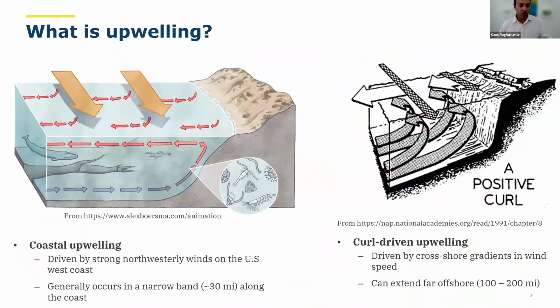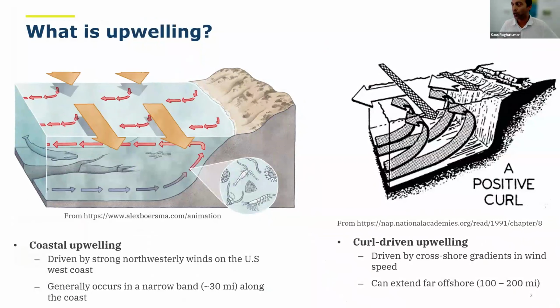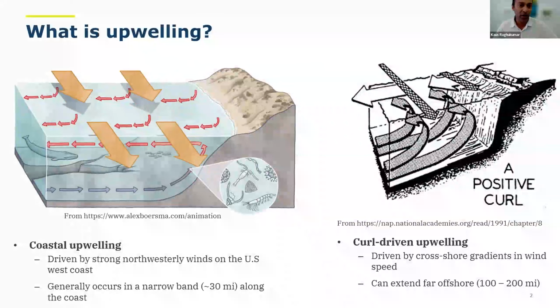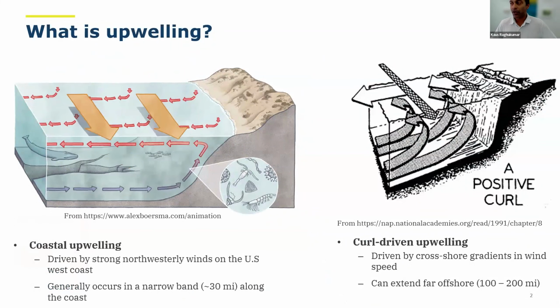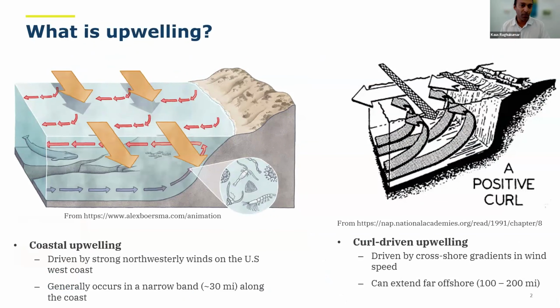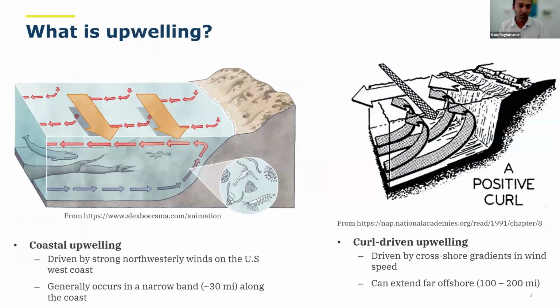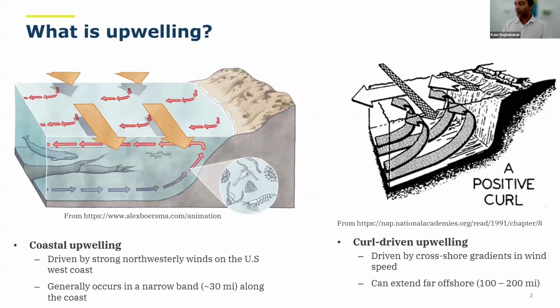All right, so before we launch into the potential effects of offshore wind on upwelling, I figured it'll be good to reorient ourselves on what upwelling exactly is. For this particular question we're asking, we are primarily concerned with two forms of upwelling. One is called coastal upwelling, the other is called curl-driven upwelling.